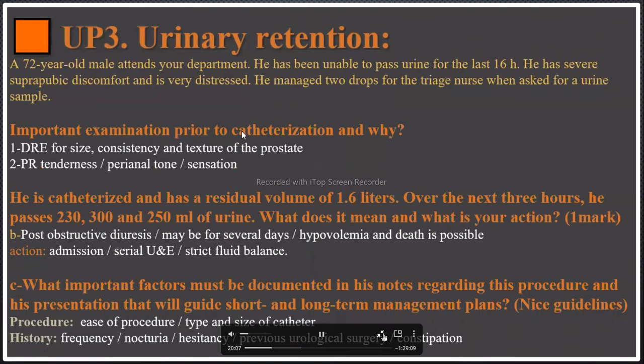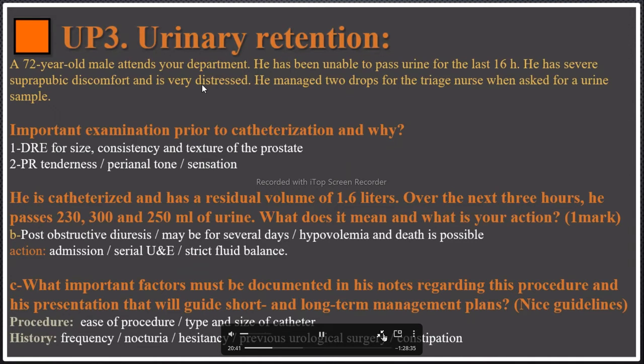Okay, they can give you another scenario. For example, a 72 years old attends your department. He has been unable to pass urine for the last 16 hours. What does 16 hours mean? Is it acute or chronic? Acute. He has severe suprapubic discomfort. So one criterion for retention is being very distressed.